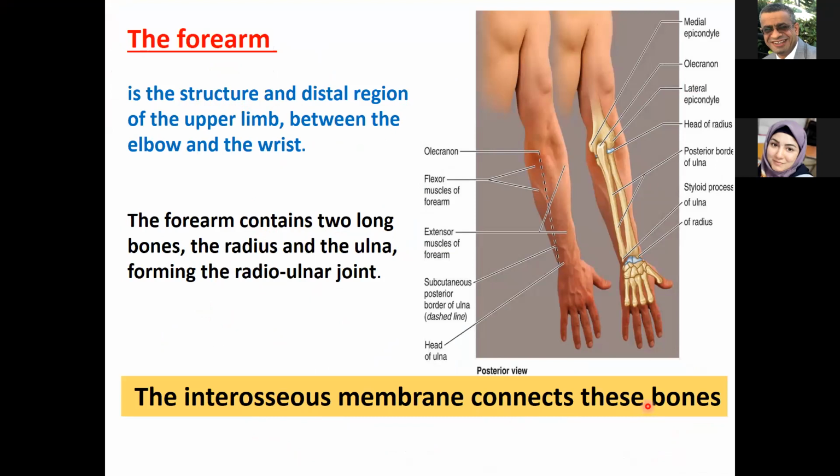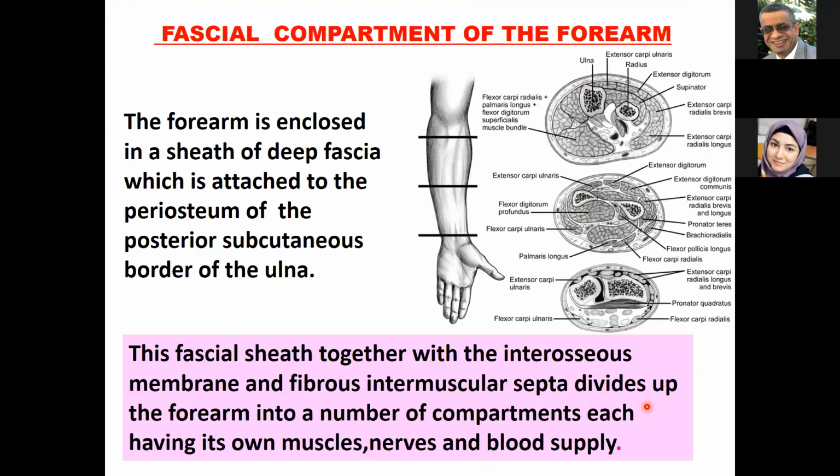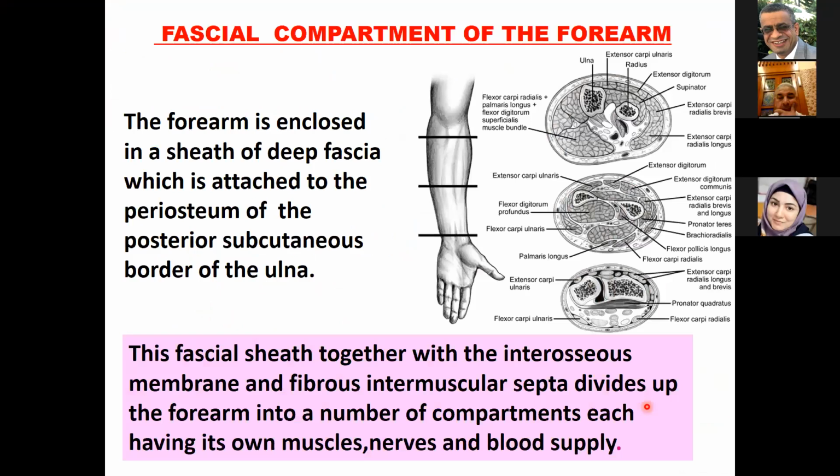Fascial compartments of the forearm. The forearm is enclosed in the sheath of the deep fascia, which is attached to the periosteum of the posterior subcutaneous border of the ulna. This fascial sheath, together with the interosseous membrane and the fibrous intermuscular septa, divides up the forearm into a number of compartments, each having its own muscles, nerve, and blood supply.